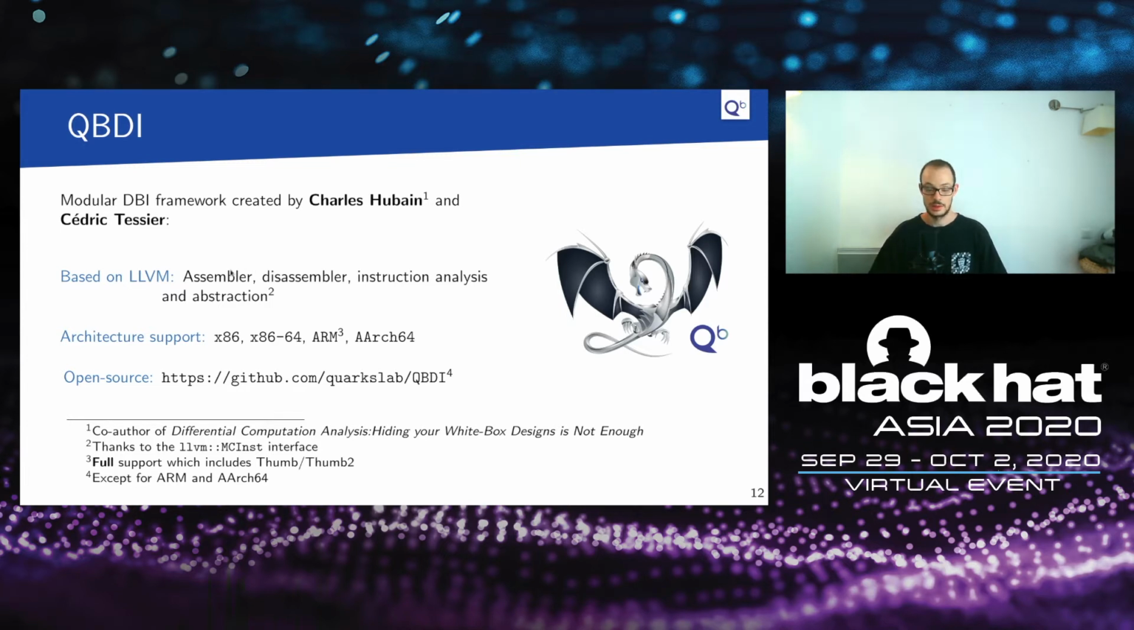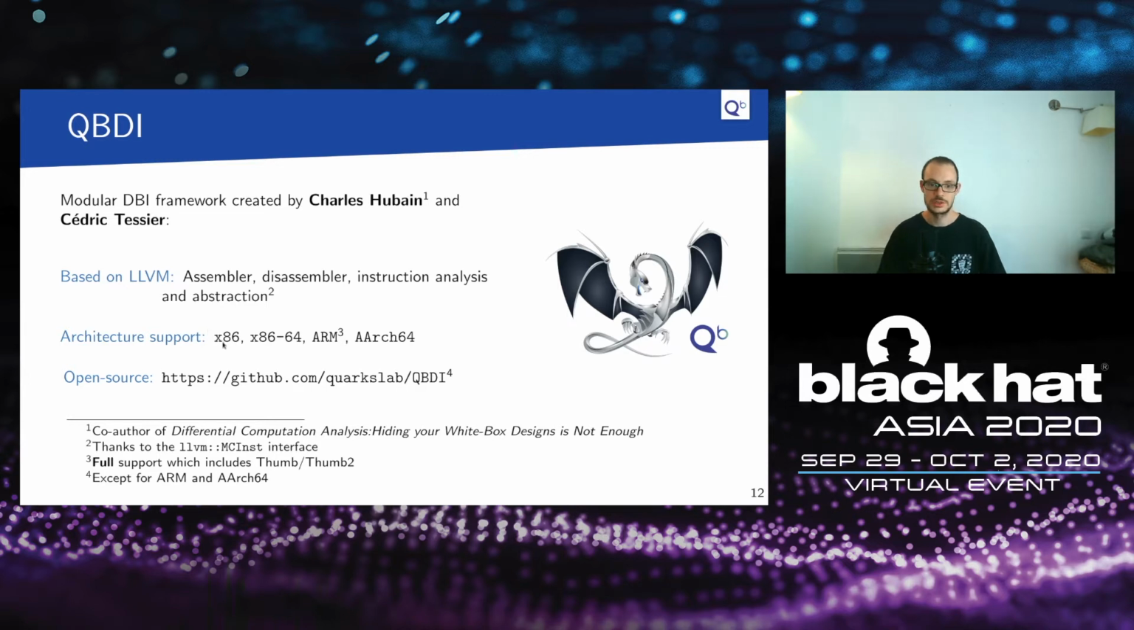The tool is based on LLVM. LLVM is very, very handy because you have a disassembler, an assembler, and an interface through LLVM MCInst over the instruction, regardless of the architecture. It means that you can access the semantics of an instruction thanks to the abstract layer. So for instance, if you want to perform some modification on a call, you can just query the MCInst interface, and you will have information independently from the architecture.